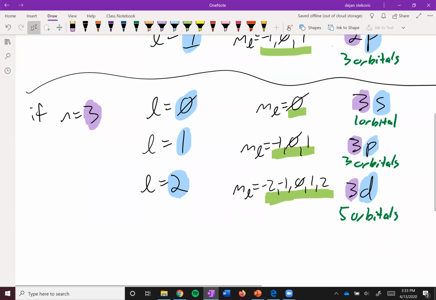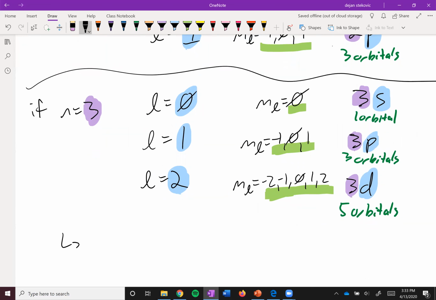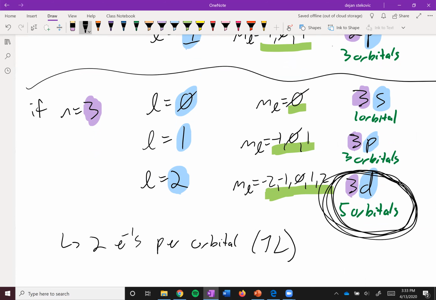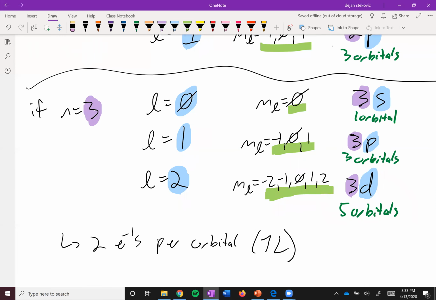And then the only other thing you want to keep in mind is there's 2 electrons per orbital, right? One can be spin up and one can be spin down. So this one 3s orbital can contain 2 electrons. These 3p orbitals can contain up to 6 electrons, and these 5 3d orbitals can contain up to 10 electrons.